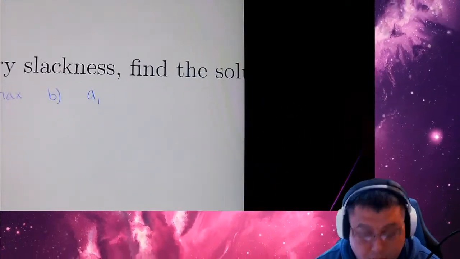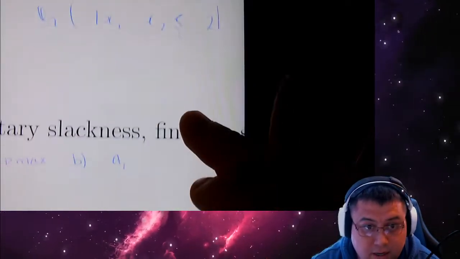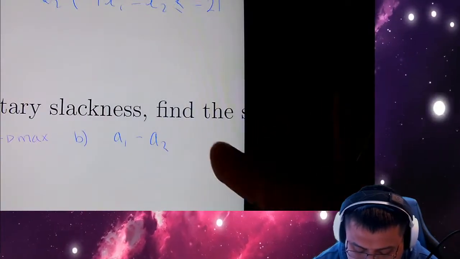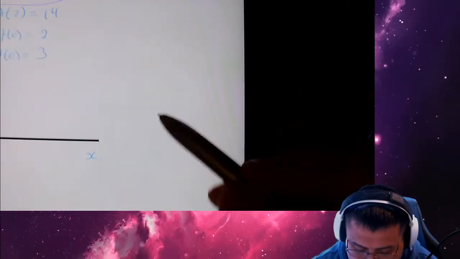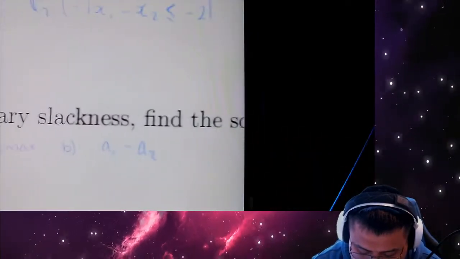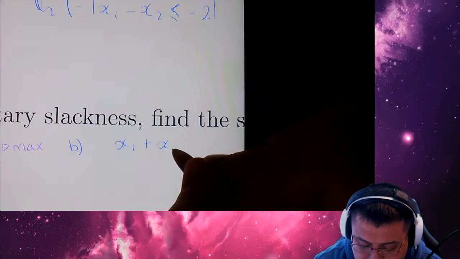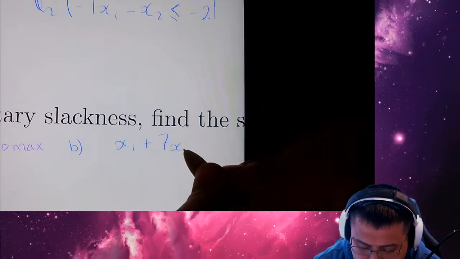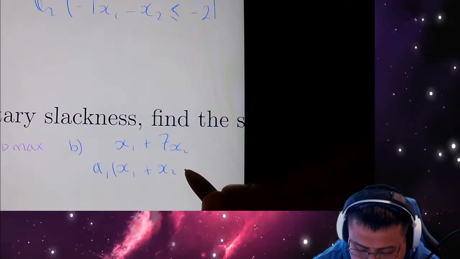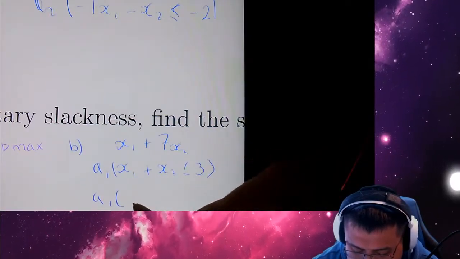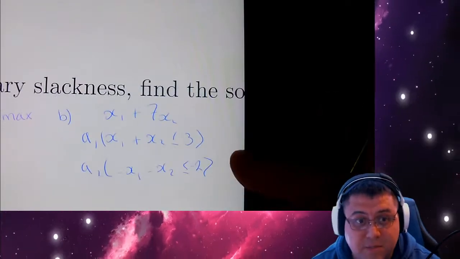So what we end up getting is a1 plus negative a2, and this is actually going to equal 1. I'm going to put that above everything. So we're going to go x1 plus 7x2, and then we have a1 multiplied by x1 plus x2 is less than or equal to 3, and then a2 times negative x1 minus x2 less than or equal to negative 2. That's pretty easy so far, right?